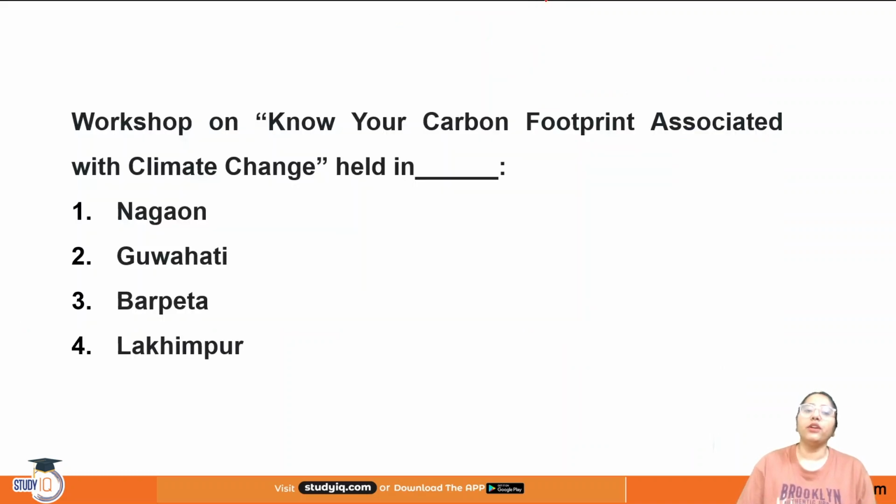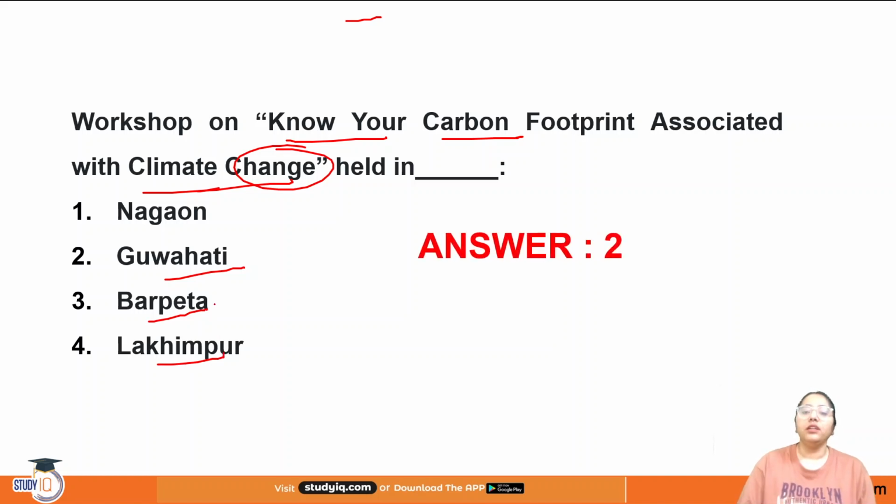Next question is about one of the workshops. Workshop on Know Your Carbon Footprint Associated with Climate Change was held in which of the following districts of Assam? Options are Nagaon district, Guwahati district, Barpeta district, or Lakhimpur district. The correct answer will be the Guwahati district.